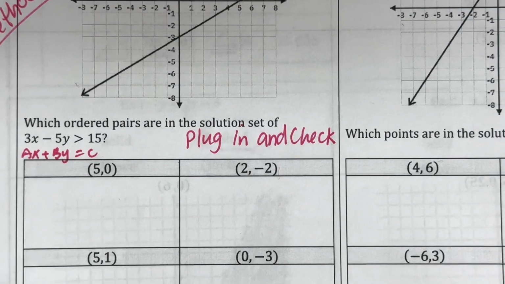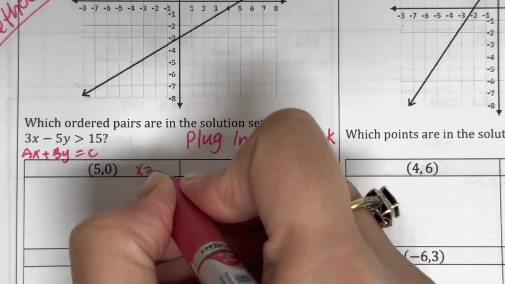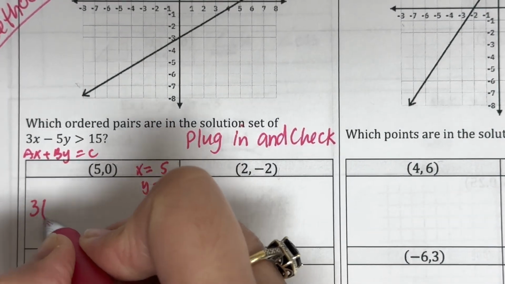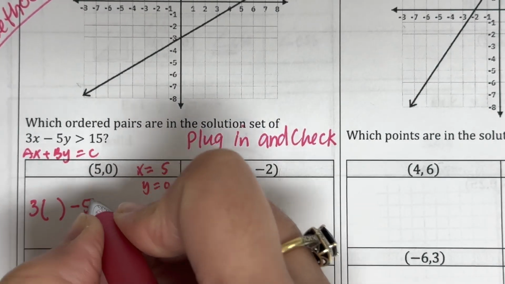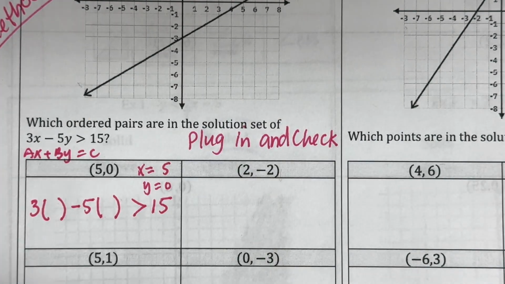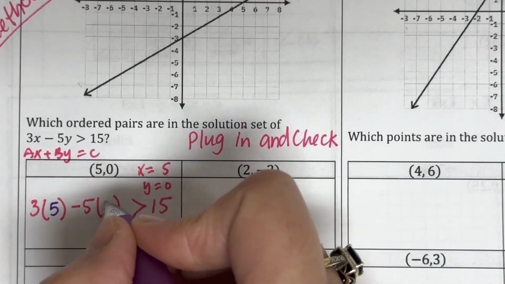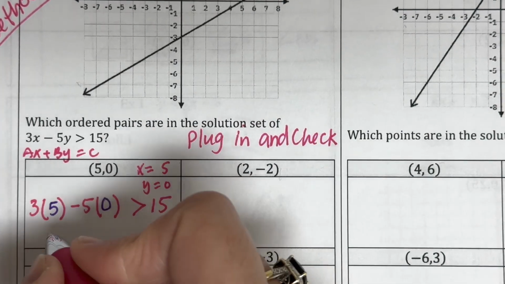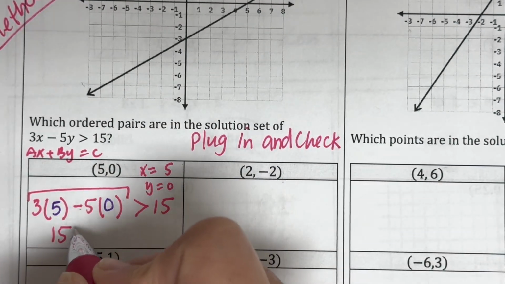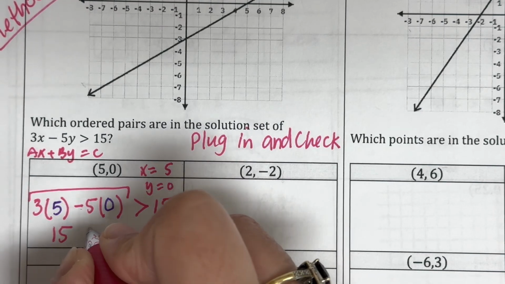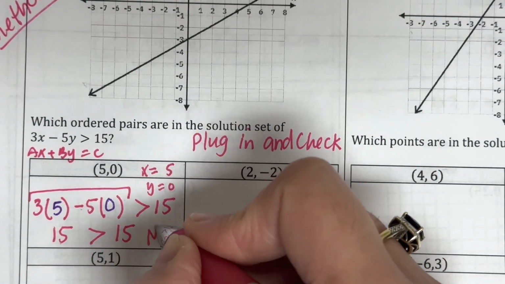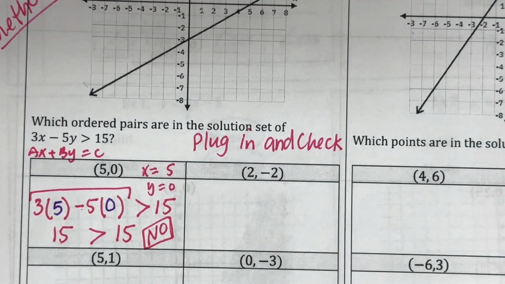So the first one, the x value is 5 and y is 0. All I'm going to do is plug in the numbers. So 3x, I'm going to put the parentheses, minus 5y, put the parentheses, and I'm going to check whether it is greater than 15 or not. So x is 5, y is 0. Solve. 3 times 5 is 15. You can use the calculator and enter this much in the calculator. Minus 5 times 0 is 0. So 15 minus 0. Is 15 greater than 15? It says 15 greater than 15. The answer is no. So this is not your solution.